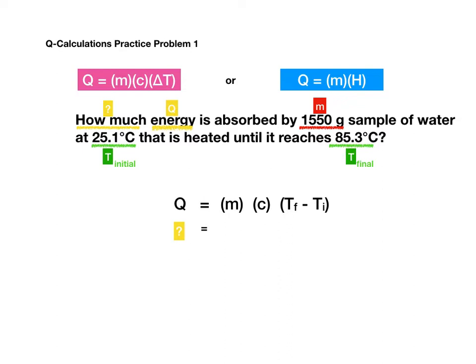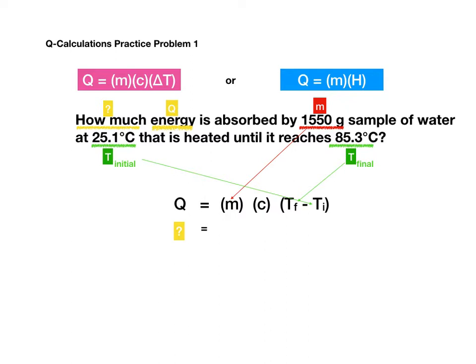So I'll take the M value that I underlined up above and substitute that where M is in the equation. Then I have a TF in my equation, and I will substitute in my TF from the word problem. And once again, the initial temperature, I'll substitute in where the TI is.